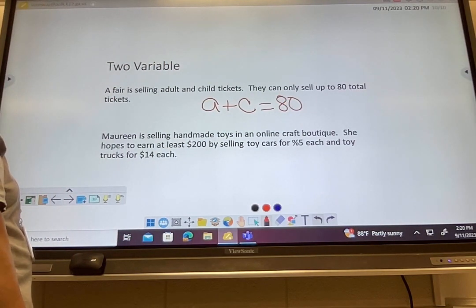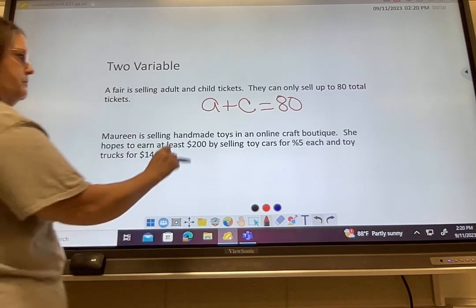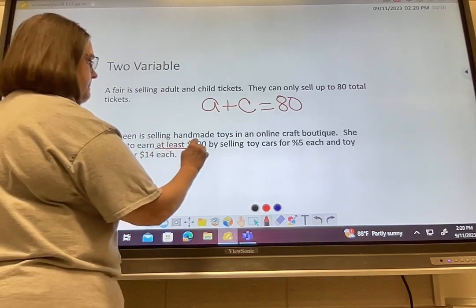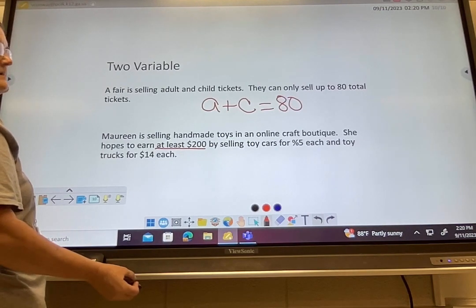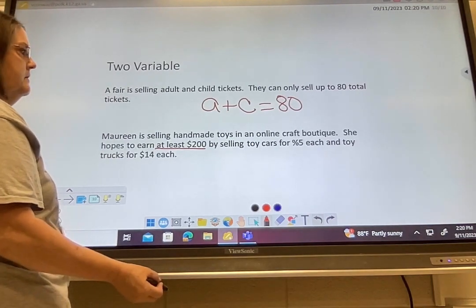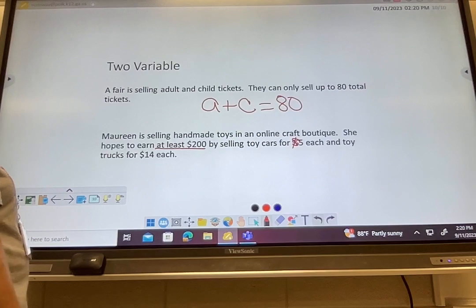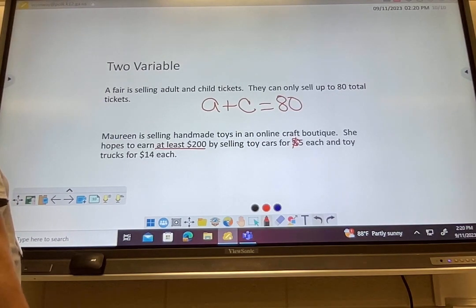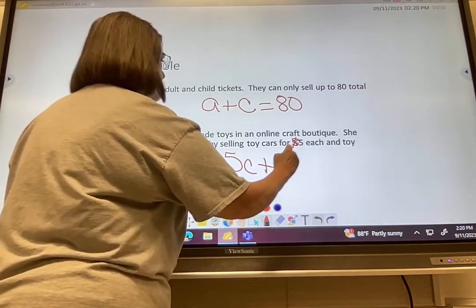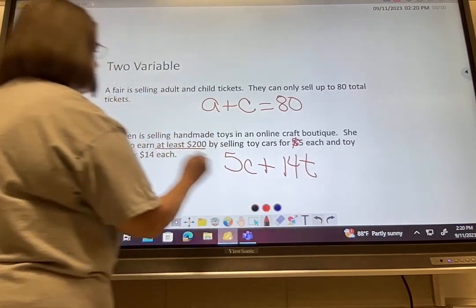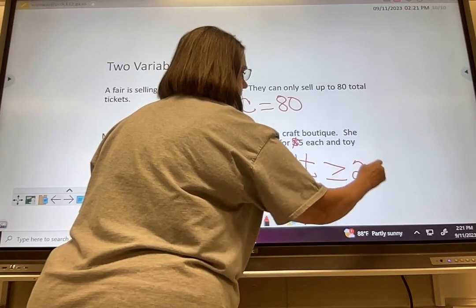Maureen is selling handmade toys in an online craft boutique. She hopes to earn at least $200. Does that mean she wants more than 200 or less than 200? By selling toy cars for, that's supposed to say dollars, sorry about the typo, for $5 each, and toy trucks for $14 each. So 5 times the number of cars plus 14 times the number of trucks is at least 200. She wants to make 200 or more.